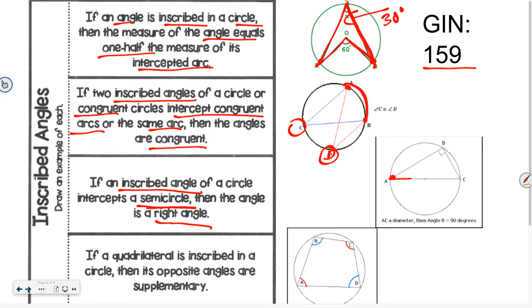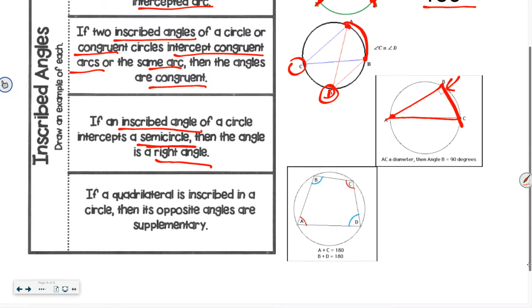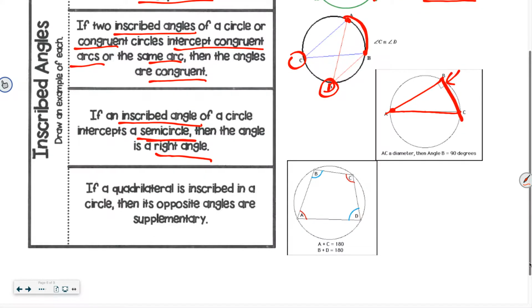So if this is a diameter, then I know this angle up here always has to be 90 degrees. If it's a diameter, then that angle is going to be 90 degrees. And the last one says if you have a quadrilateral, so any four-sided polygon where all four vertices touch the circle, then I know the opposite angles are going to be supplementary. So angle A and C together are going to equal 180, and angle B and D together are going to equal 180.